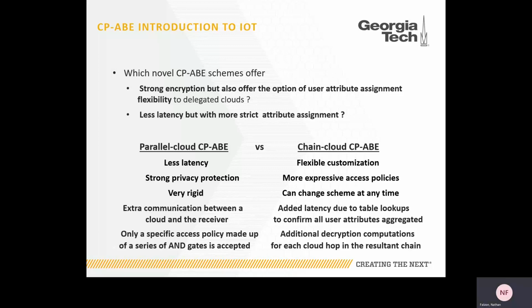Parallel Cloud Scheme is also solely based on a series of AND gates to express the policy used. Chain Cloud Scheme requires all attributes to be satisfied and looked up before forwarding to the IoT receiver.